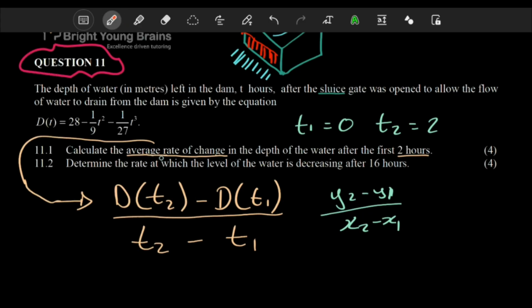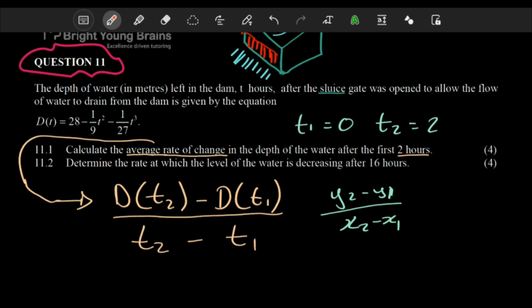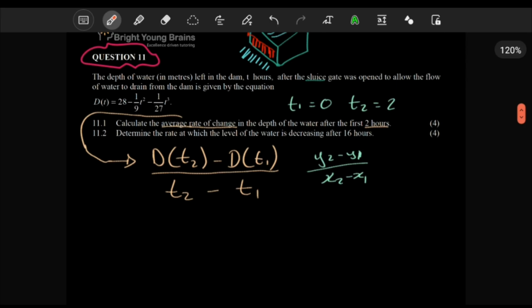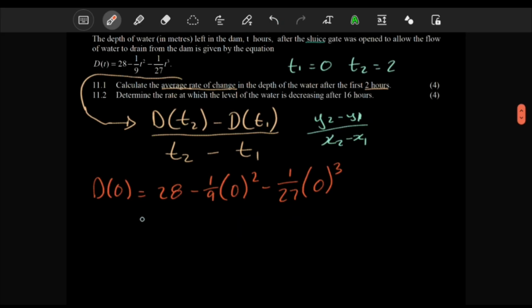If they had asked for rate of change at a specific time, then you need to differentiate once and throw your value in there. But for this question, we just have to work out this value over here. So in our calculator, we're getting 28.